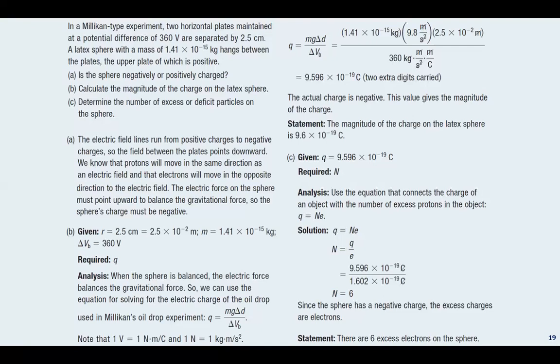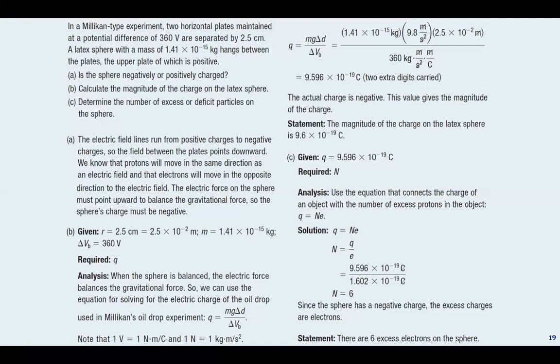In question B, we know when the sphere is balanced, the electric force balances the gravitational force. So we can use the equation for solving for electric charge of the oil drop using the Millikan experiment, where Q equals mg delta D over delta V. Also note that 1 volt should equal 1 Newton meter per coulomb, and 1 Newton is also 1 kilogram meter per square second.